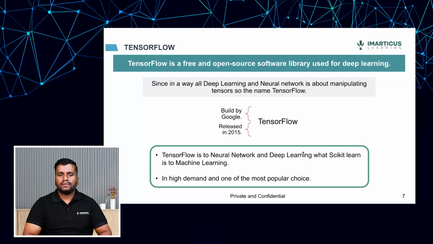TensorFlow was built by Google and released in 2015, and post that we can see there is a constant improvement in the field of deep learning. TensorFlow is to neural networks and deep learning what scikit-learn is to machine learning. So it is like the heart of deep learning. Without TensorFlow, deep learning is very difficult to handle. It cannot be imagined, the way scikit-learn is there for machine learning. TensorFlow is in very high demand and one of the most popular choices for deep learning. It is the only choice, I would say, for deep learning.